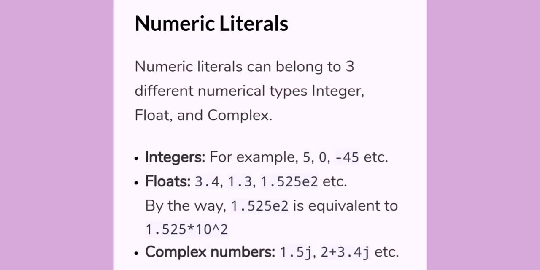The third type of numeric literals is complex numbers. For example, you can say 1 + 5j. So 1 is the real part and 5 is the imaginary part. So there are two parts, real and imaginary, in a complex number. Another example you can see here, 2.2 + 3.4j. So 2.2 is the real number and 3.4 is the imaginary number. You can give more examples.